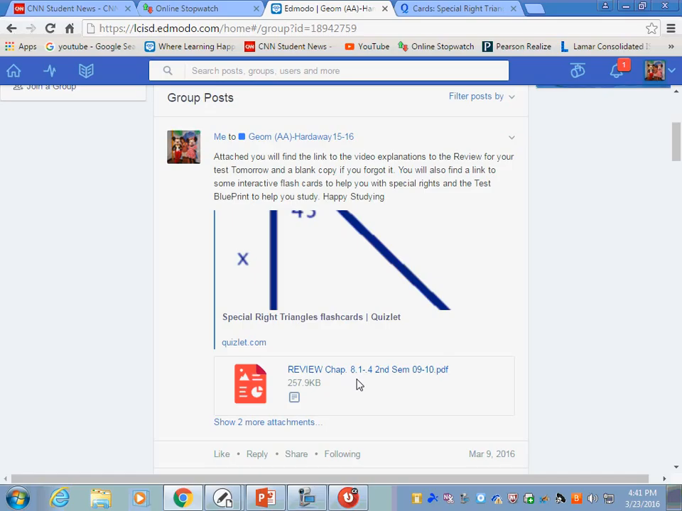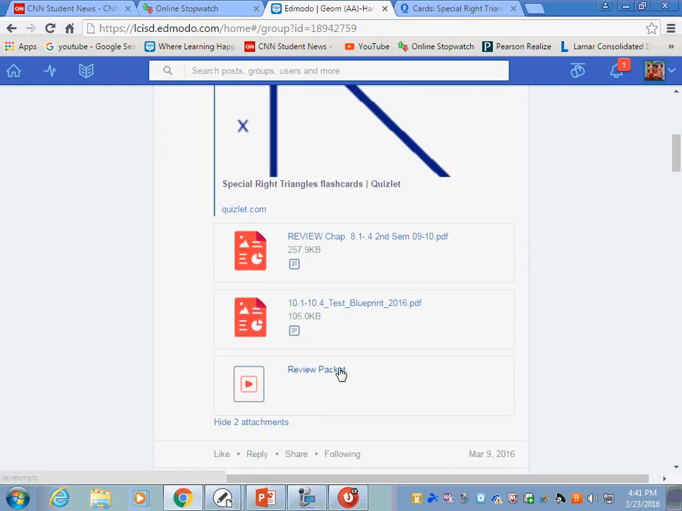Also on Edmodo, where it says show more attachments, you have your review packet, okay? I have a blank review and a blueprint. I'm going to do exactly the same things that I did on the last test, so please make sure you click on all the attachments and use what I'm giving you to help you prepare.